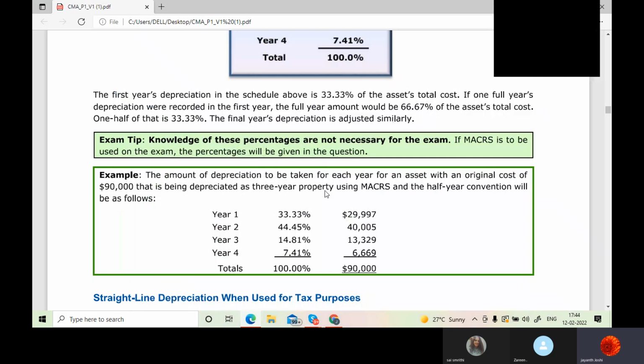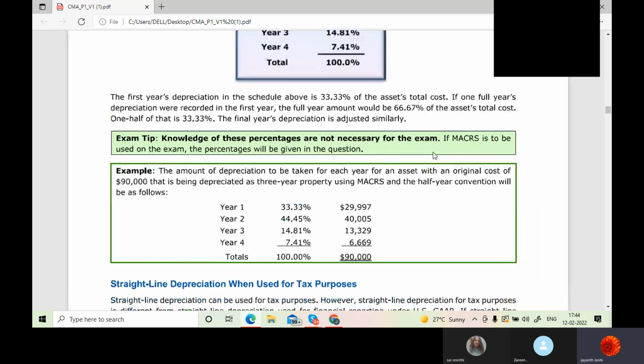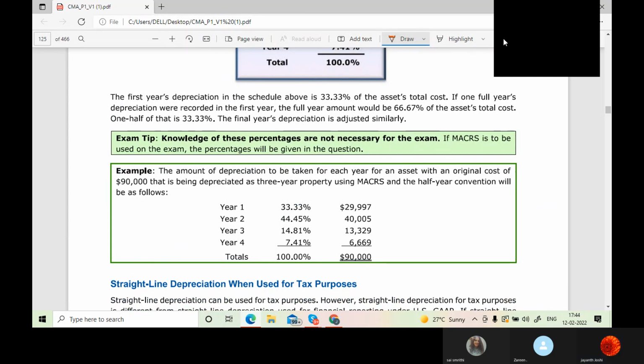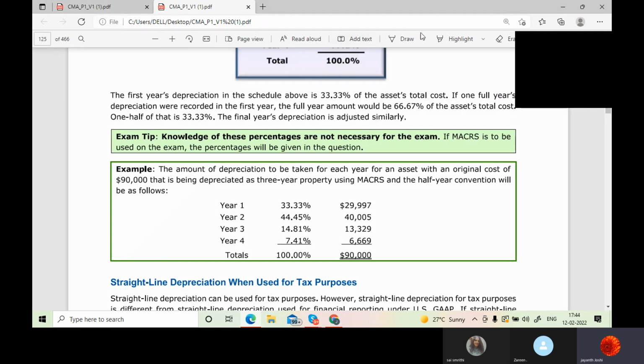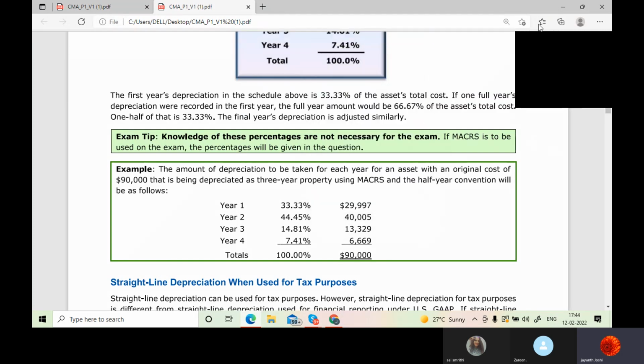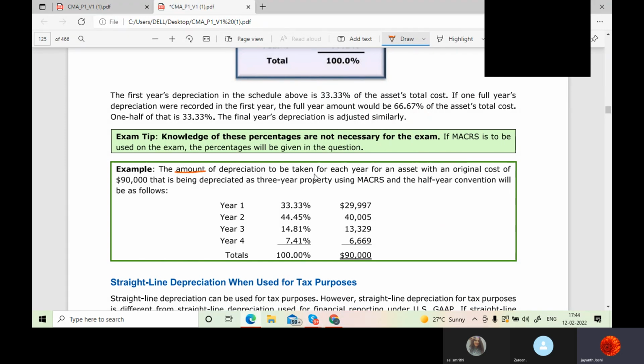So that MACRS depreciation, the amount of depreciation to be taken for each year for an asset with original cost of 90,000. Just a second. So there is a question here. The amount of depreciation to be taken for each year for an asset with an original cost of 90,000 that is being depreciated as 3-year property using MACRS, and the half-year convention will be as follows.